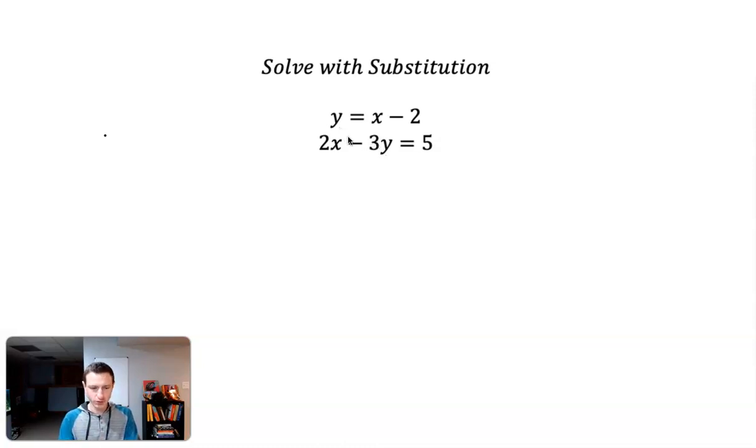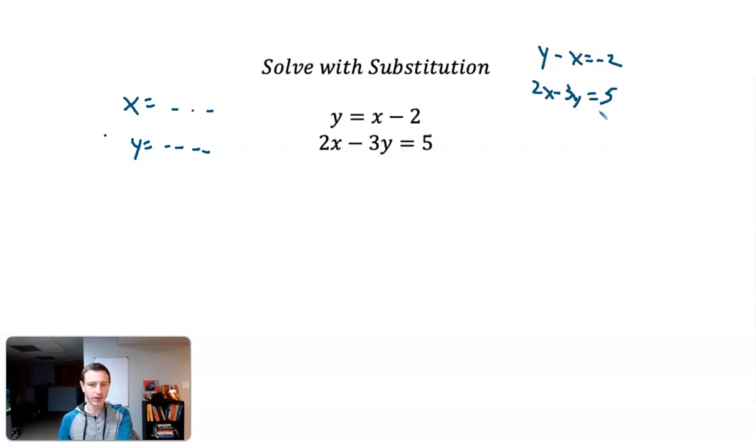In this one, it's a little bit straightforward because we have y equal to something. It doesn't always have to be y, it doesn't always have to be x. If we have x equal to something, we substitute in x. If we have y equal to something, we substitute in y. But if we had two equations like y minus x equals negative 2 and 2x minus 3y equals 5, then we have to do a little bit more work because we have to actually solve for a variable. But in this problem, we already have y equal to x minus 2, so we're going to go ahead and perform that y as our substitution.